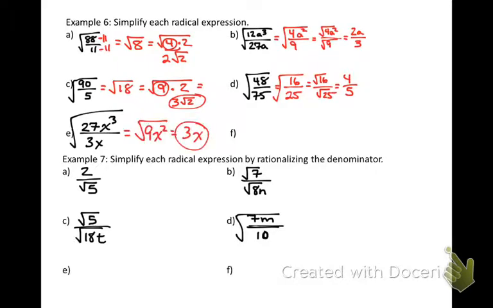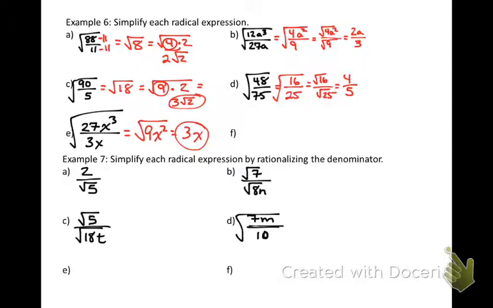Alright, so I divided 27 by 3, which is 9. And I took away an x because there were x's on the top and on the bottom. So I took one x away, so it became x squared. So 9x squared, square root of that, they're both perfect squares, so it's 3x.